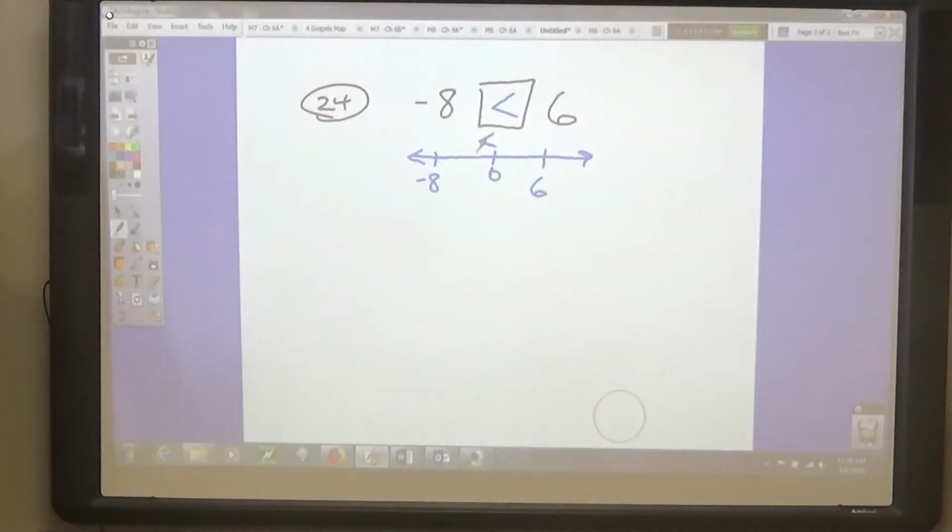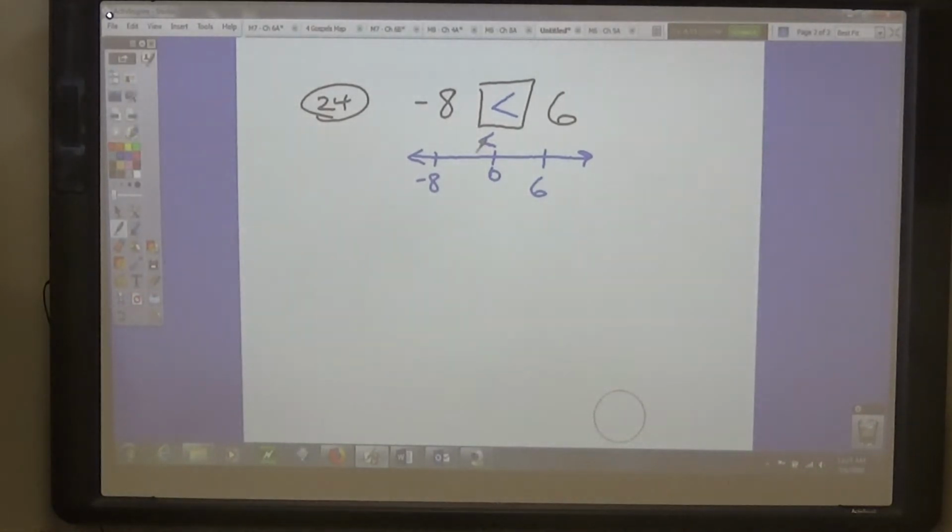Olivia? On 24, is every positive number going to be bigger than all the negative numbers? Yes. All the positive numbers will be bigger than the negative numbers because they have more value. It's a higher temperature, for example.